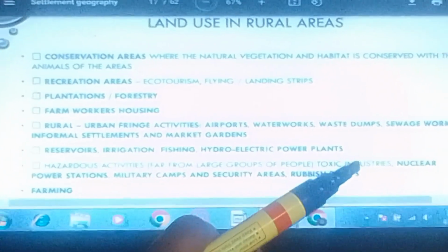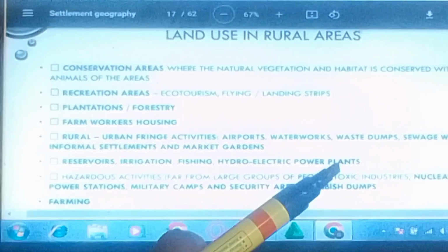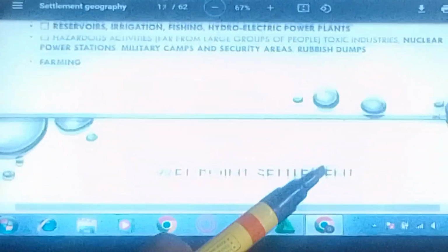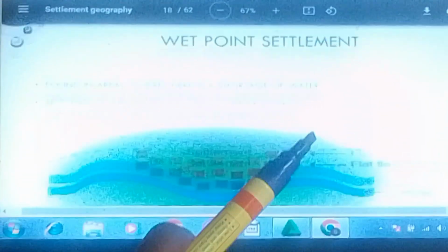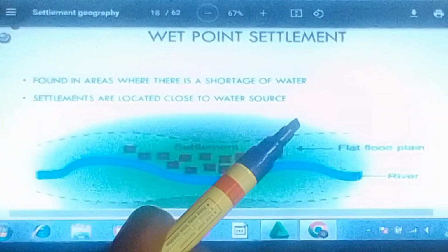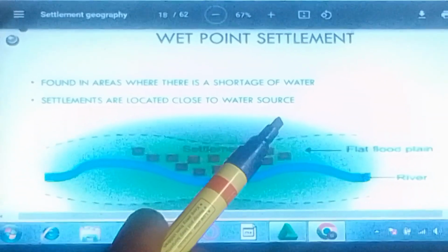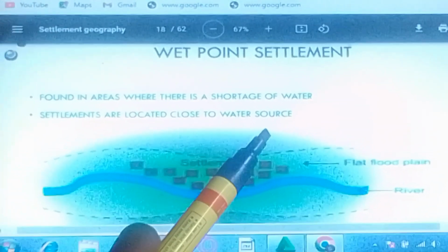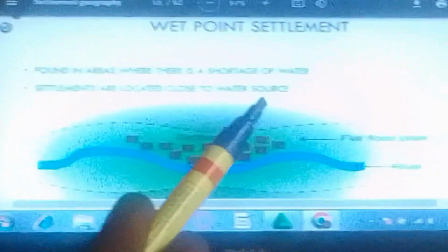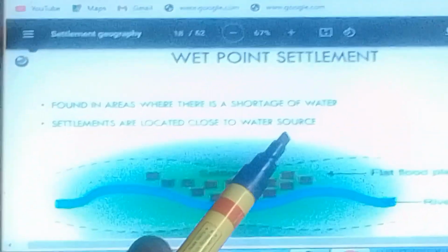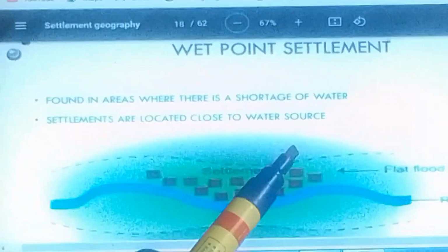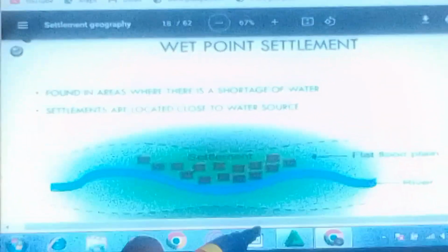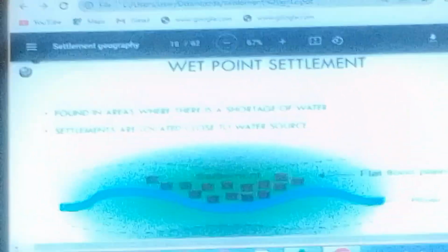And most likely also, as I said in the first part of the video, they can also be used for farming. Whenever we look at rural settlements, we always talk about wet point settlements. What are wet point settlements? They are found in areas where there's a shortage of water. So settlements are usually located close to a water source, as you can see in the diagram. It will be known as a wet point settlement.